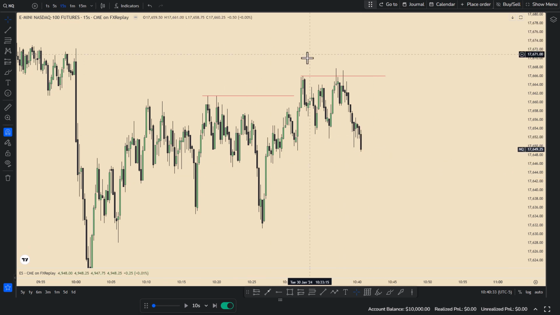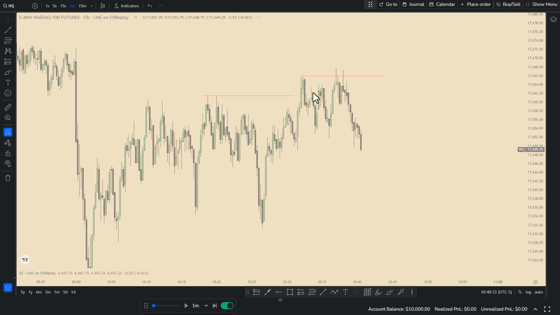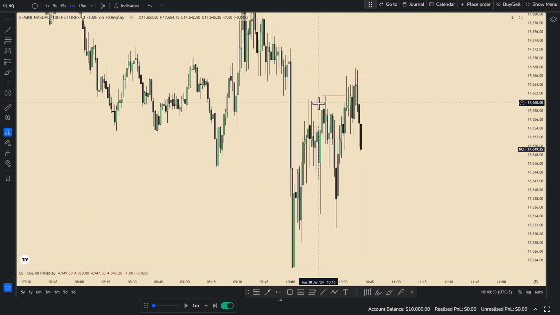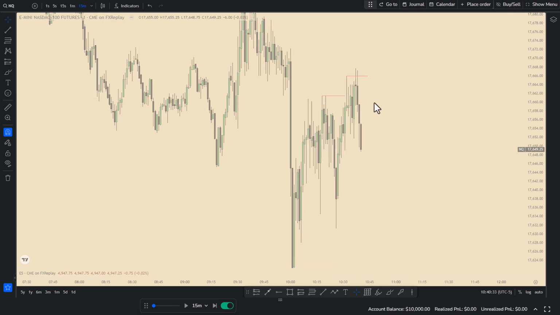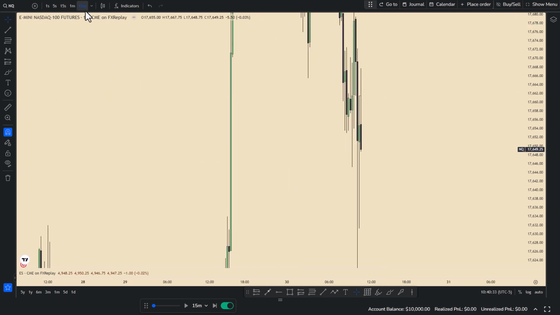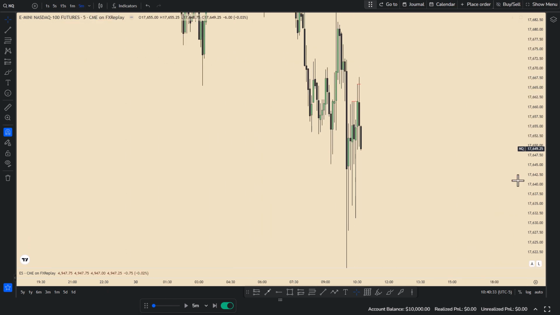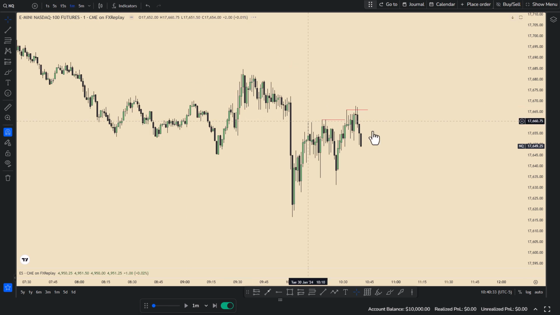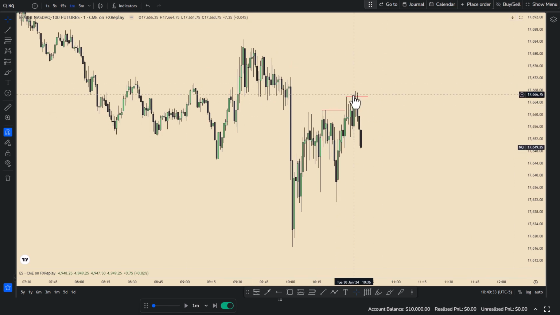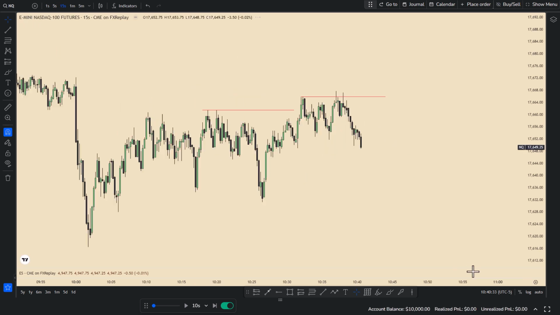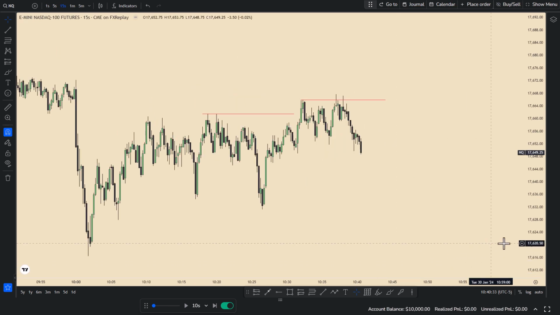First of all, we have some sweeps on the 1 minute right here. Okay, we have some sweeps. This was like a higher time frame sweep, let's say the 15 or maybe the 5 minute. Here we also have sweeps on recent highs. And we also have an SMT.